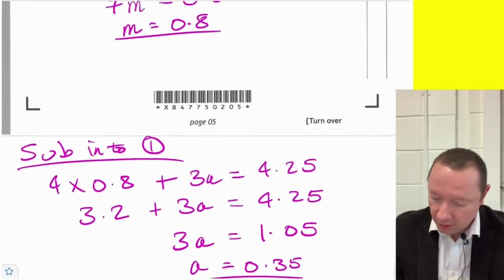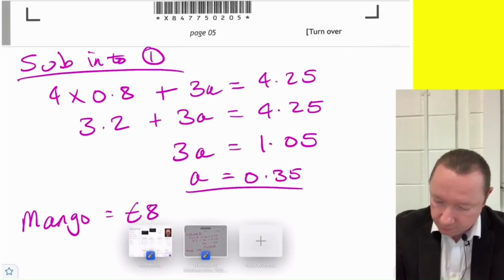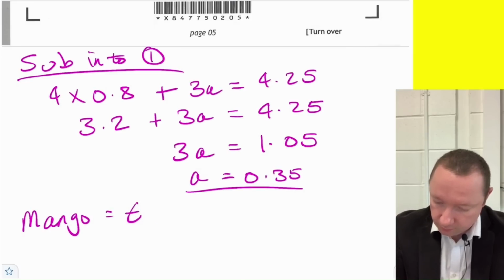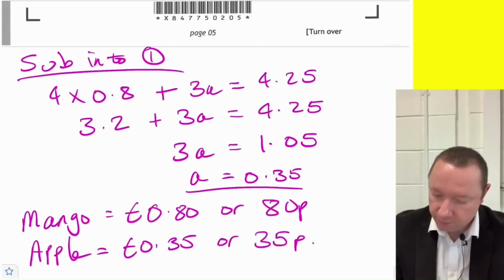We need to say a mango and an apple equals. So a mango equals £0.80, or 80 pence, and an apple equals £0.35 or 35 pence.